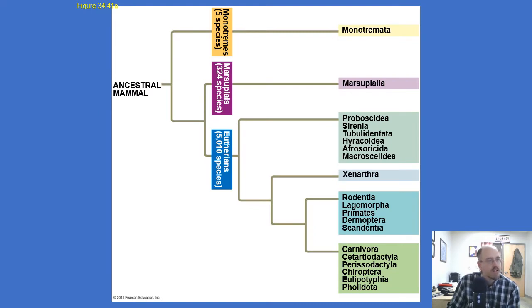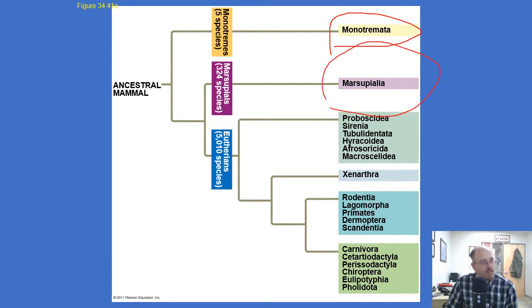There's a lot of diversity within the Mammalia. The most basal group, almost like the outgroup of mammals, is the monotremes, the Monotremata, followed by the marsupials. You can see there are 5 species of monotremes, 324 of marsupials, and then the Eutherians. That's an important clade to be familiar with. The Eutherians, also known as the placental mammals, have at least 5,000 species.